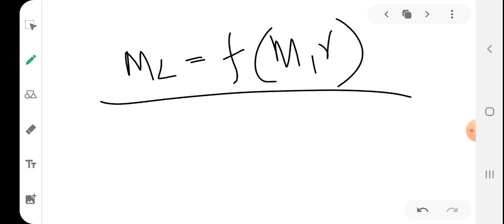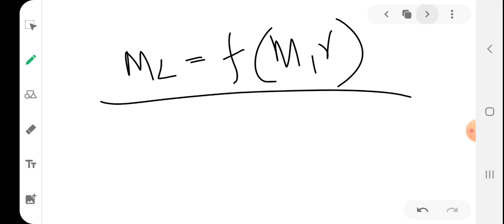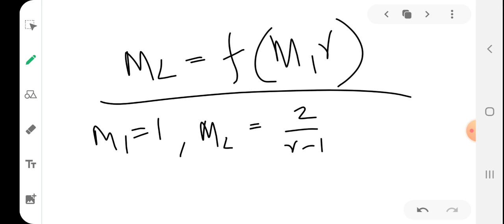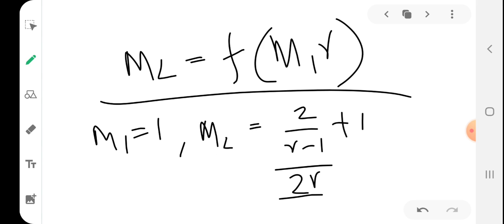So when M1 is unity, that is whenever M1 is equal to 1, what will be the value of M2? M2 will be like 2 by gamma minus 1, plus 1, by 2 gamma by gamma minus 1 minus 1, right?